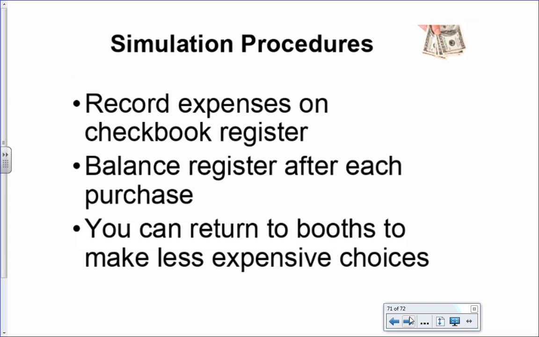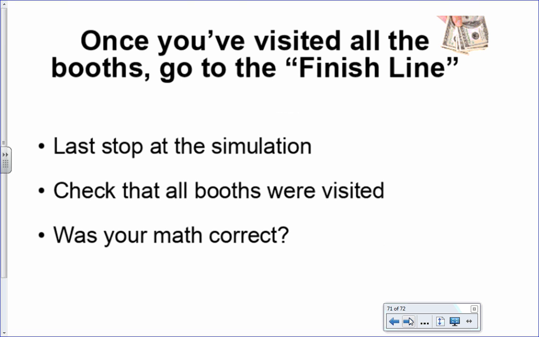Then the simulation procedures: I want to record all my expenses on my checkbook register, which is on the back of my white page. Balance my register after every purchase I make. You can return to the booth to make less expensive choices. So if you find later on you can't afford the car you wanted, you can go back and change what car you own. And then the last place, once you've visited all the booths, you're going to go to the finish line. It's the last stop on the simulation, and then you're going to check that all booths were visited, and someone's going to check to make sure your math was correct.